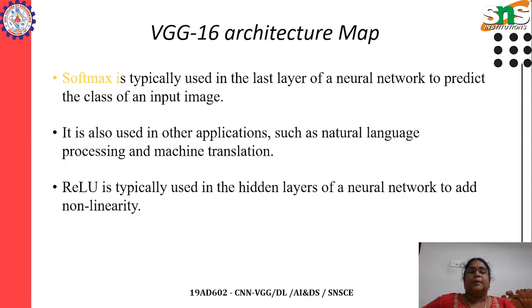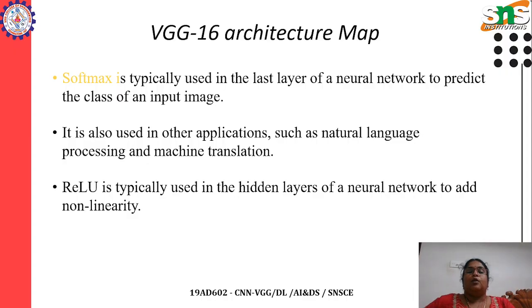Almost the architecture is the same. So the next is softmax. Softmax is typically used in the last layer, like how in AlexNet the last is the fully connected layers. Here, softmax is used in the last layer of the neural network to predict the class of the input image. It is also used in other applications like NLP, natural language processing, and machine translation.